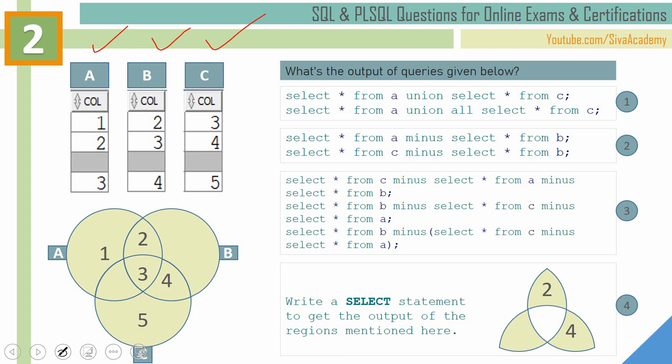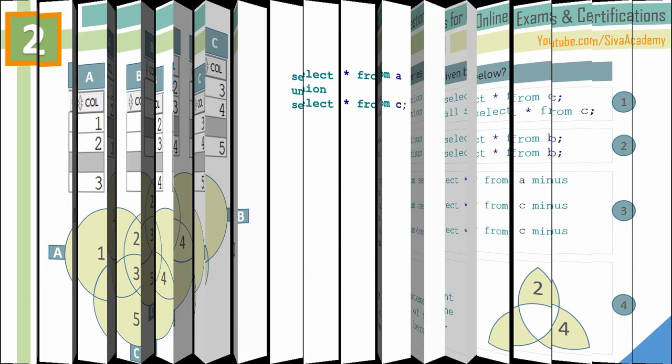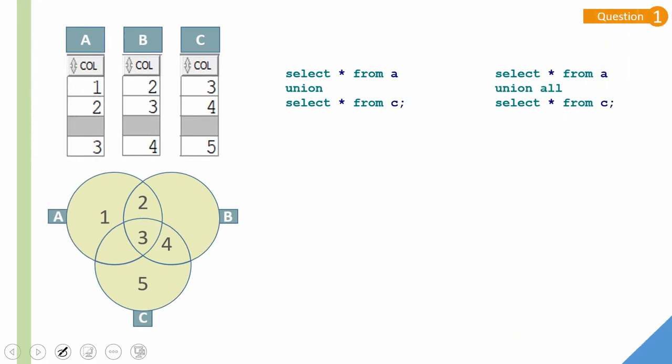I would suggest that for every question, you pause the video, think what would be the answer, then continue watching this video. Let us start with question number 1. What would be the answer for select star from A union select star from C? Of course, the same question, but instead of union, I am using union all. Just pause the video and think what would be the answer, then continue watching.